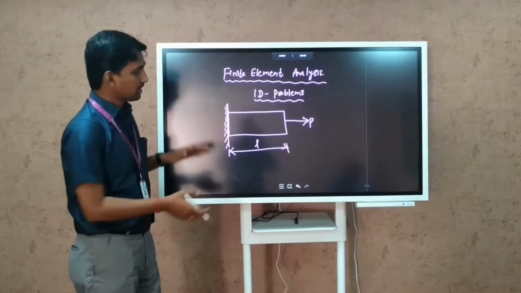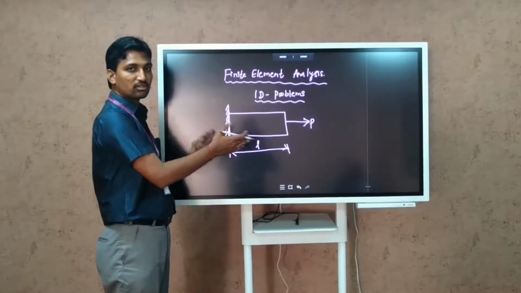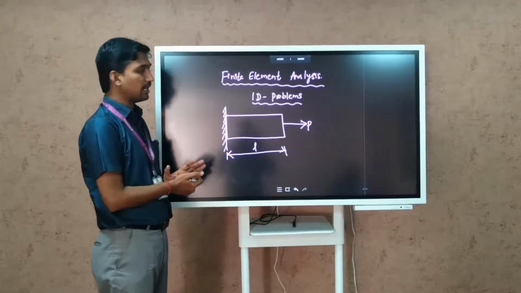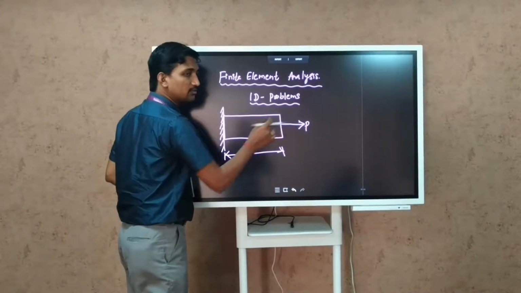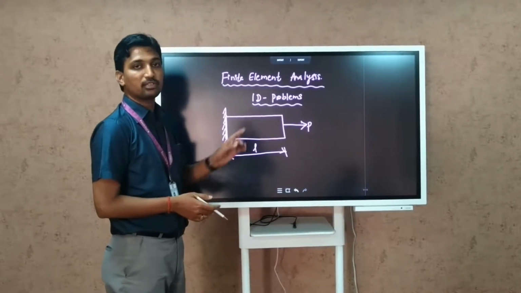See, actually, this is the stepped bar. In the one-dimensional problem, this is the basic structure of the stepped bar. The length of the stepped bar is L. At this point, we are going to deal with the load. The stepped bar is subjected to a load at the end.